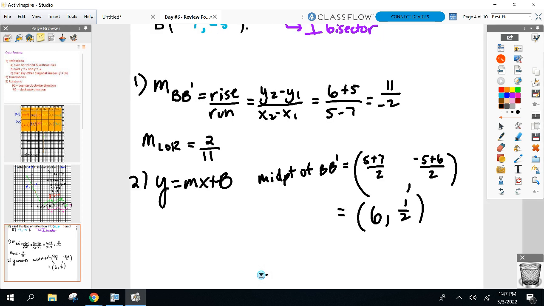Okay, now that I know a point on there, what do I plug in for y? What's my y coordinate I know? 1/2. Slope of the line of reflection we just found was 2/11. How about the x coordinate you're going to plug in? 6. Oh, this is getting dirty.